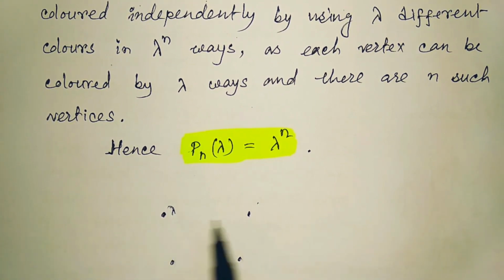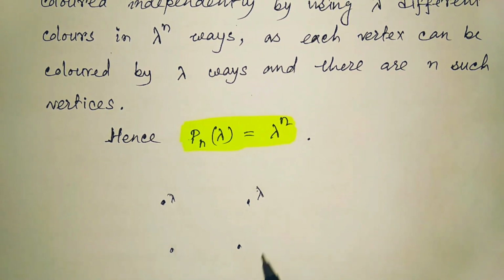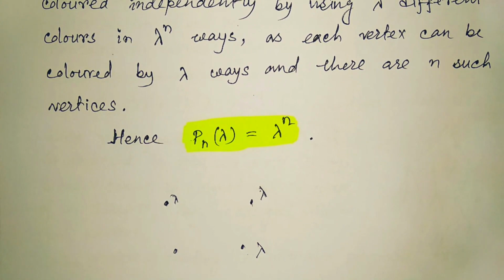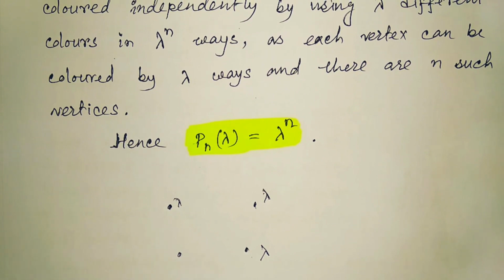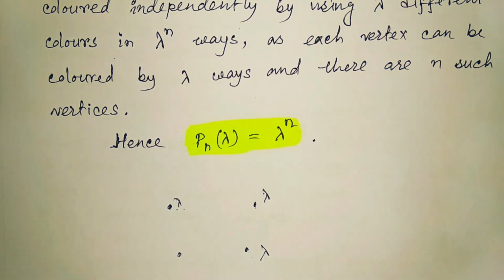Again, as these are not adjacent vertices, we can choose lambda different colors for coloring the next vertex again. For this one, again, these are not adjacent to any other, so lambda colors again we can consider. Similarly, for each and every vertex in a null graph we can choose from the lambda different colors, so for each vertex the total number of ways by which we can choose a color is lambda. Hence, depending upon the total number of vertices, the polynomial should be lambda to the power n. That is by the principle of counting.